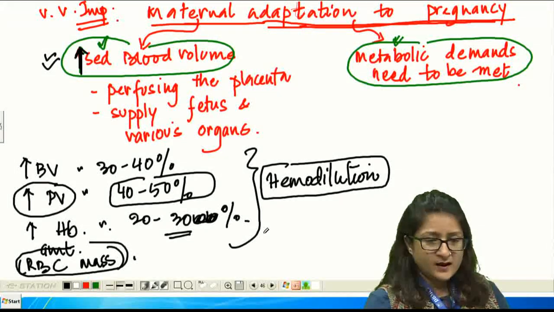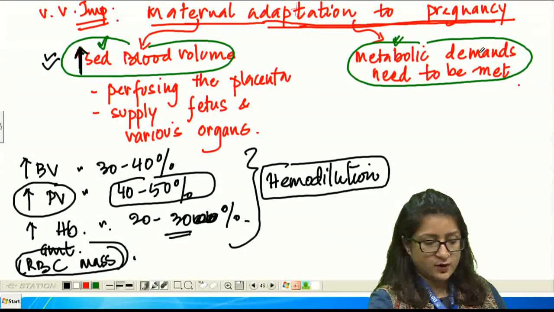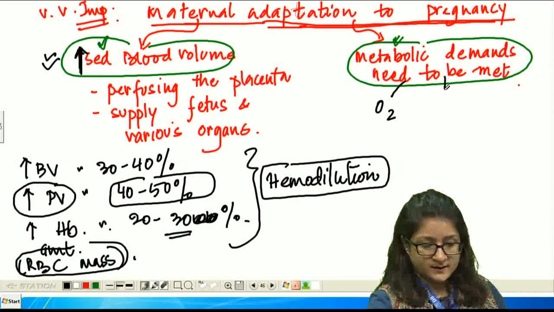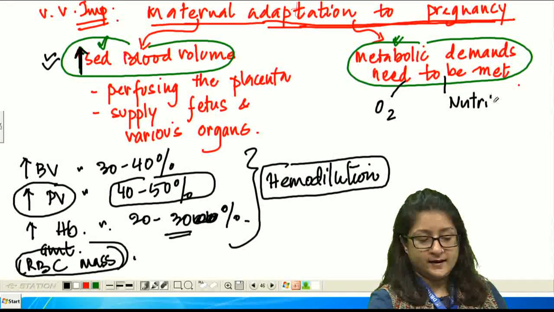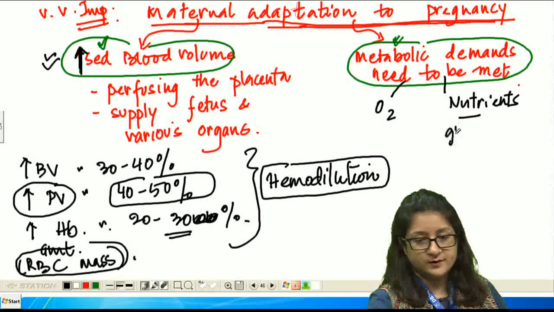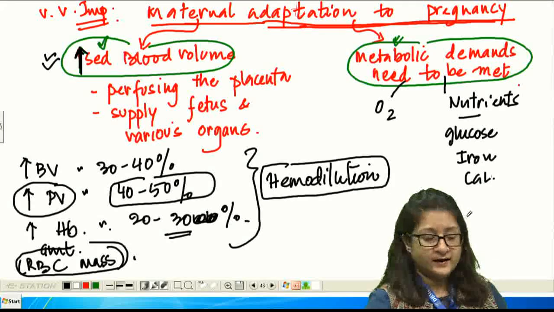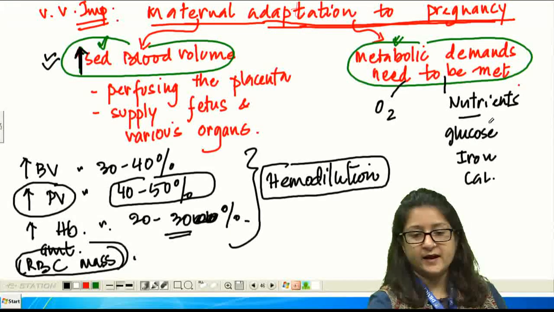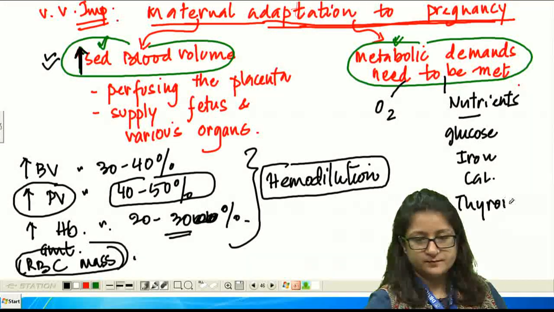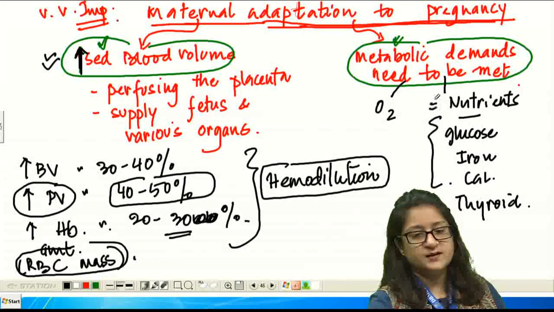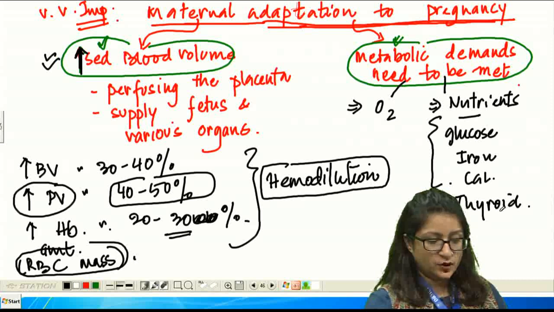So what this leads to is hemodilution. Another important point that you have to remember: what are the metabolic demands? When we talk about the metabolic demands, you have to talk about the demands of oxygen, the demands of nutrients like glucose, iron, calcium, right? And there is increased thyroid demand. So there are oxygen demands, nutrient demands and thyroid demand. These are the three major things that we will talk about.